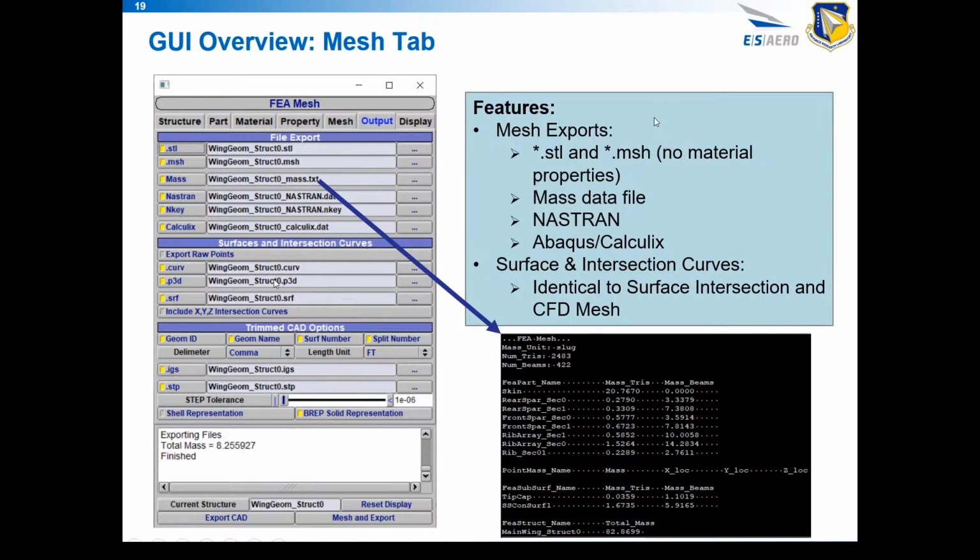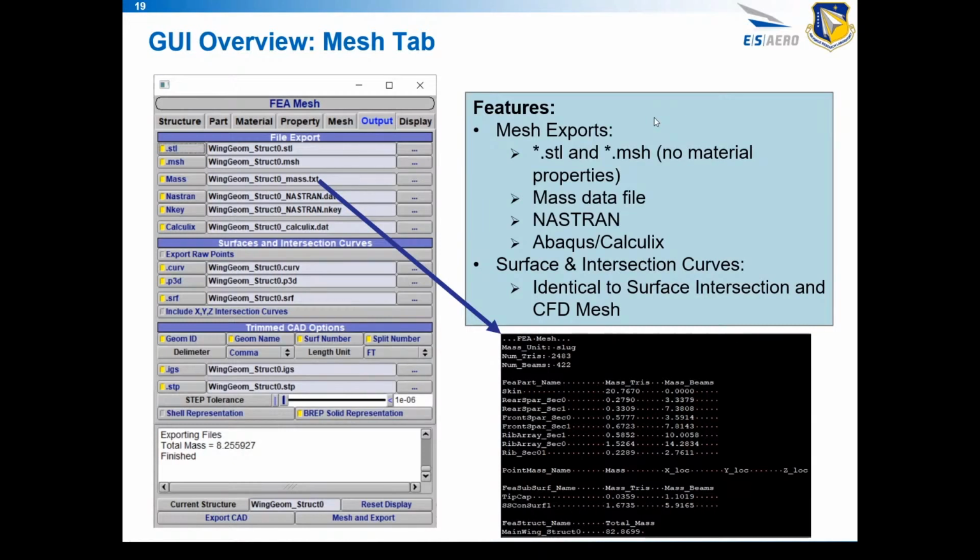Surfaces and intersection curves, we have a few file formats for. And then at the bottom, which is the most recent addition, we have the trimmed CAD options. So the first one on there, you can just list the information that you want written out to those CAD files just to identify things a little bit better. Those get written to the various layers of the CAD export file formats. You specify your length unit. That's just going to be something that's written out to the file.